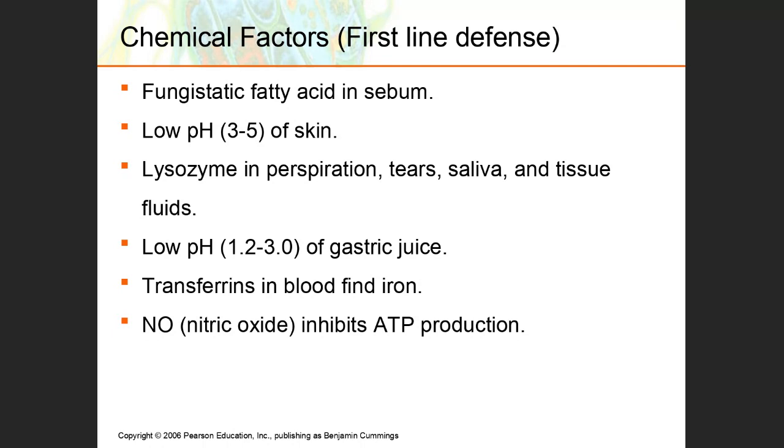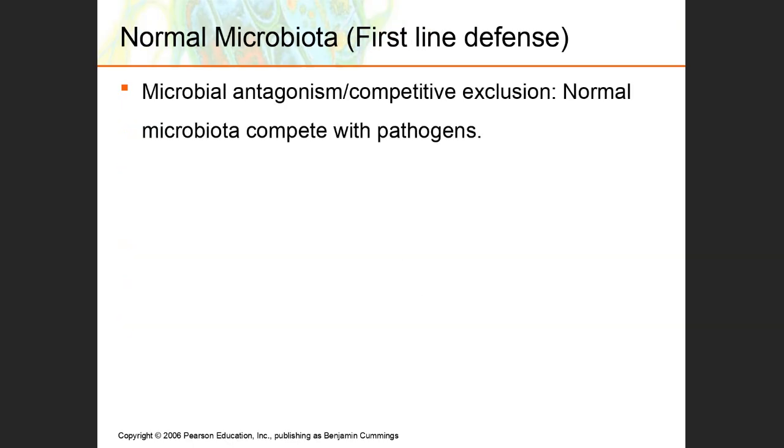Now, transferrins are iron-binding proteins that we have. So we try to keep the iron away from the bacterial pathogens. And nitric oxide is something that we can produce, which inhibits ATP production in bacteria. But these are non-specific defenses, right? They target a wide variety of pathogens.